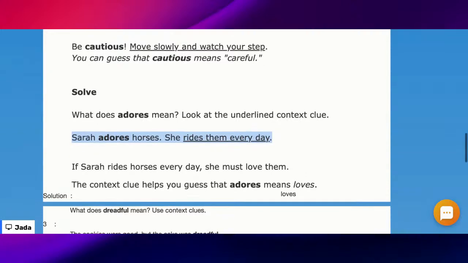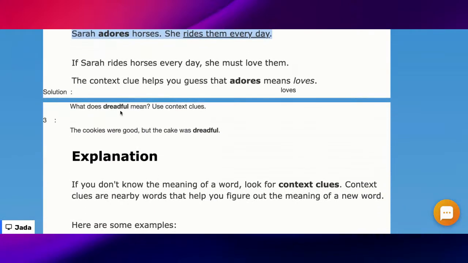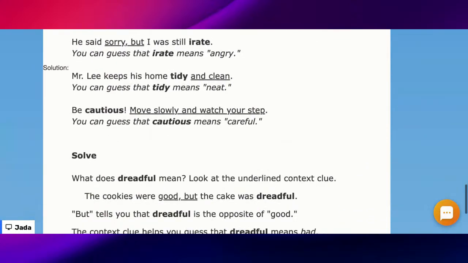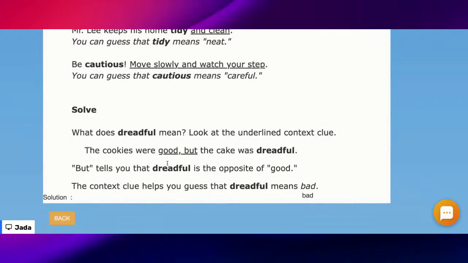Okay, so we have dreadful. What does dreadful mean? Use context clue. The cookies were good, but the cake was dreadful. Now, what does the word dreadful mean? It could be new to you and you do not know what dreadful means. So you would say, the cookies were good, but the cake was dreadful.